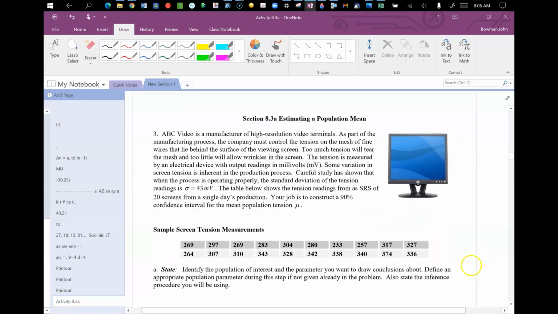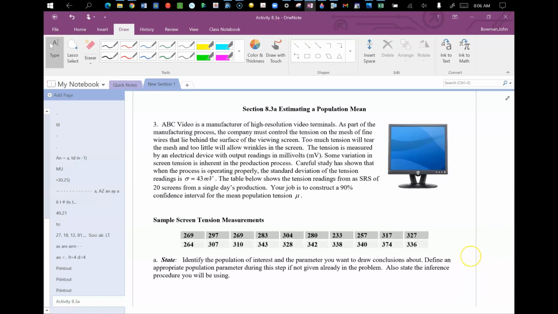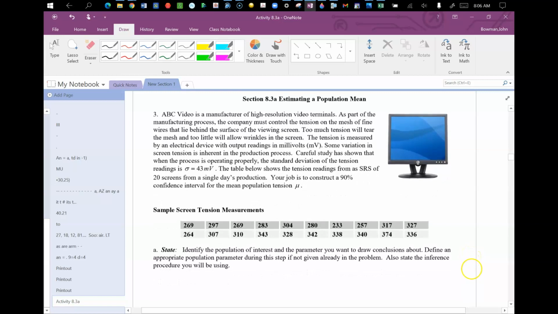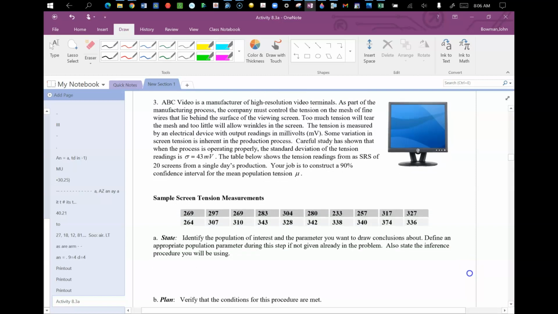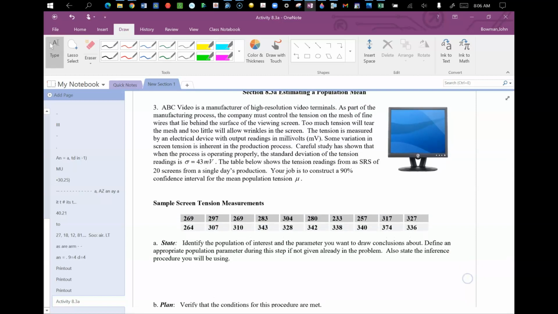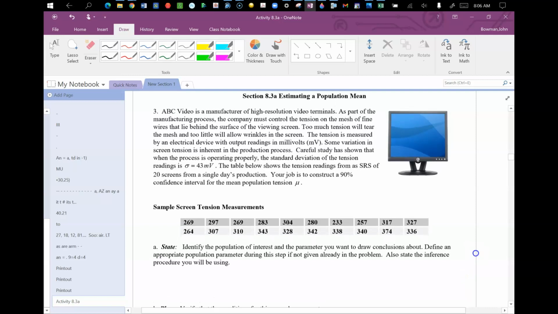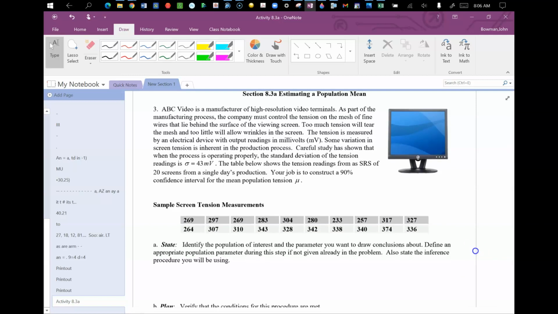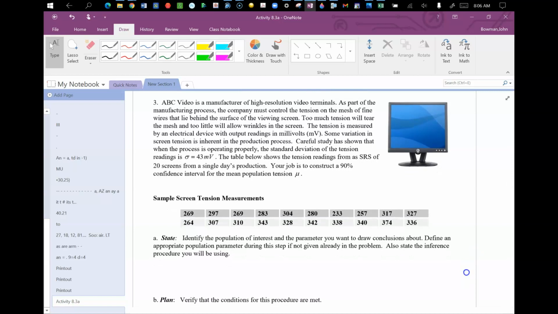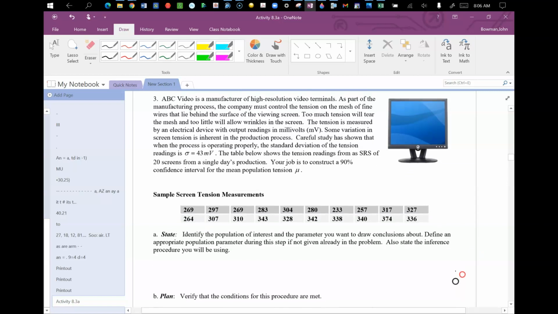So the next example I want to work through is another confidence interval example, except in this case, what we have is a set of data of size 20. Okay, so if you read all this information here, it says, careful study has shown that when the process is operating properly, the standard deviation of the tension reading is 43 millivolts. Notice that's population standard deviation, so we're going to use a z-interval.